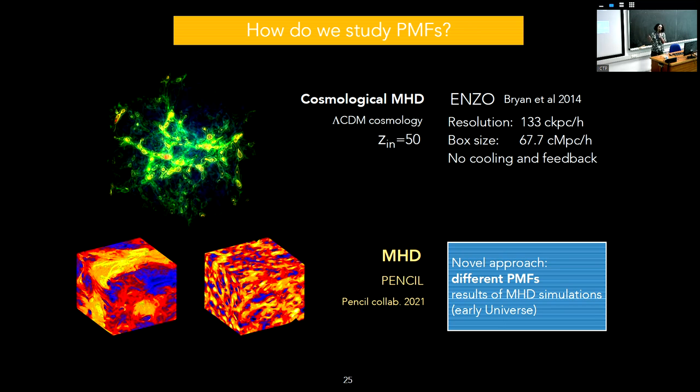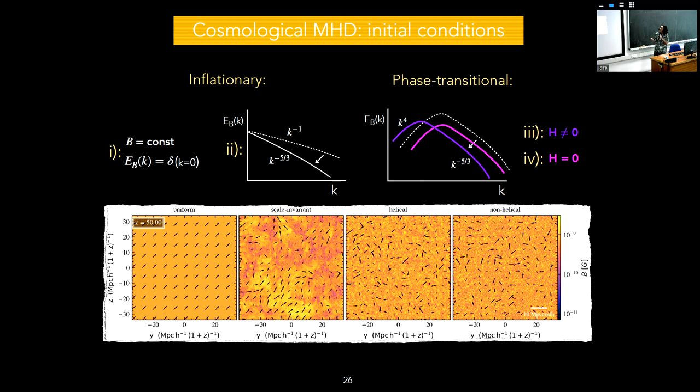In particular, in our work, we ask the question: when looking at the magnetized cosmic web, can we distinguish between different primordial magnetogenesis scenarios? And here are the initial conditions of our simulations.